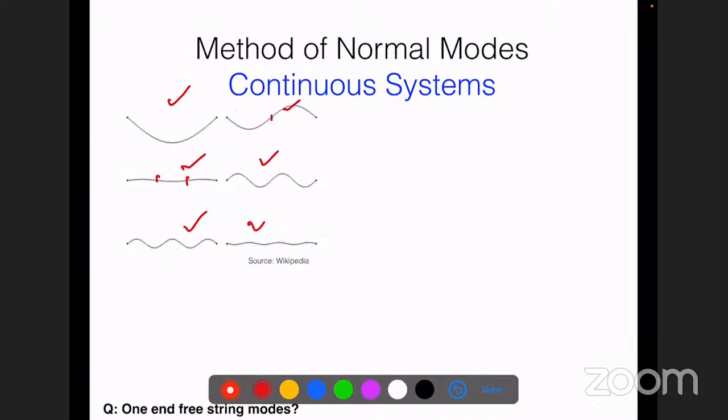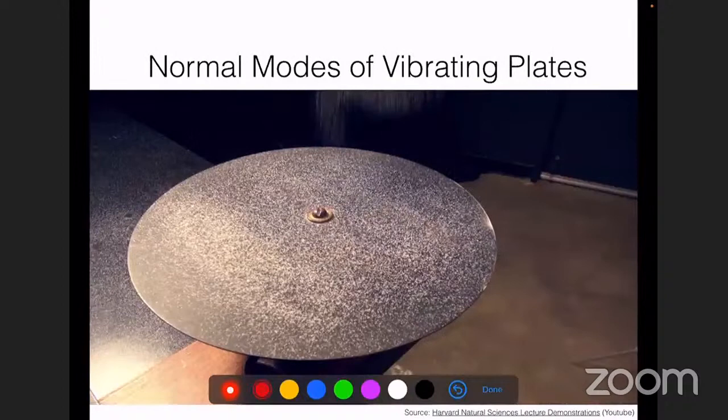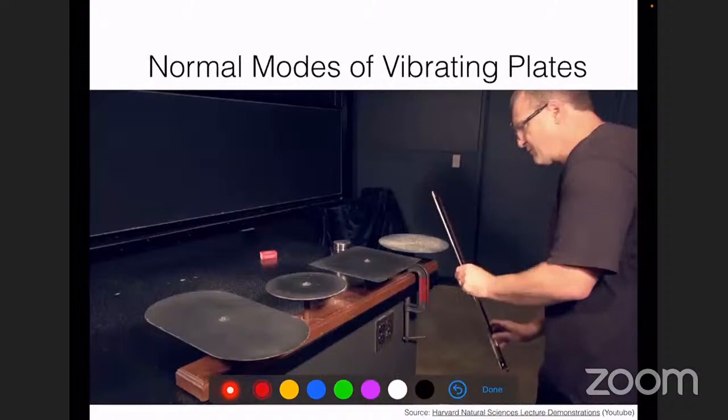Now, this is a one-dimensional continuous system. So it has infinite degrees of freedom, but the spatial dimensionality is one. Now, what you will see next... Seems the video is... there's a little lag on the video.